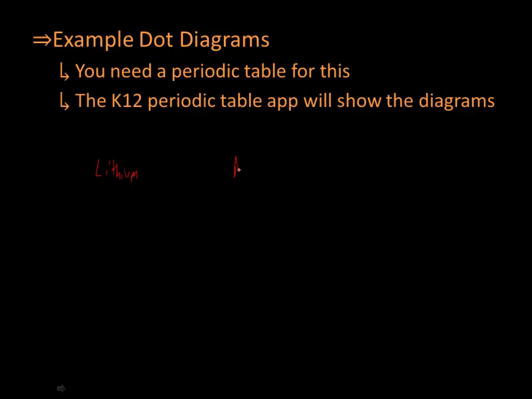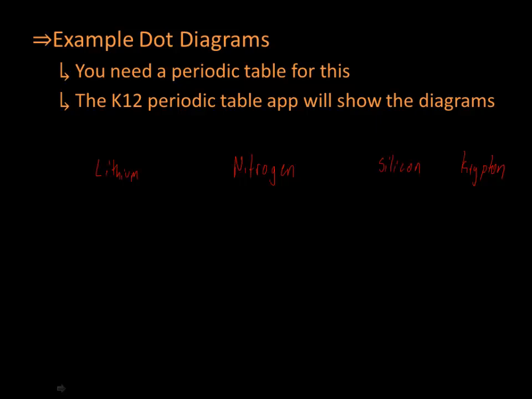I'm going to pick nitrogen. I want to see its electron dot diagram. I'm going to pick silicon. I want to see its electron dot diagram. And then finally we'll pick krypton, and we'll see what its electron dot diagram looks like. So the first one I want to find is lithium.